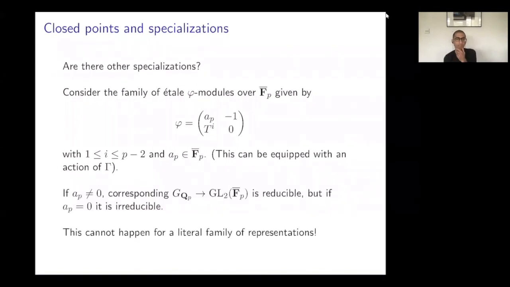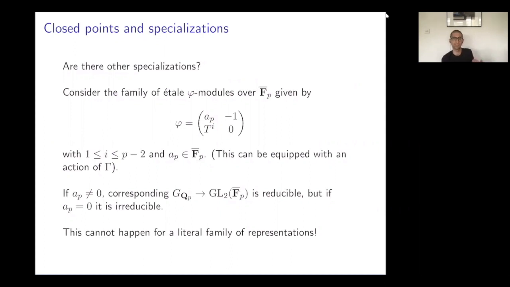And it turns out that if AP is not zero, this is actually a reducible, in fact, non-split reducible representation corresponding to it. But if AP equals zero, this specializes to an irreducible representation. So again, I should emphasize, over the whole of this family, I don't have a Galois representation. Point by point, or even in formal neighborhoods of points, Fontaine's equivalence between Galois representations and phi modules gives you a Galois representation. But you don't get one over the whole family.